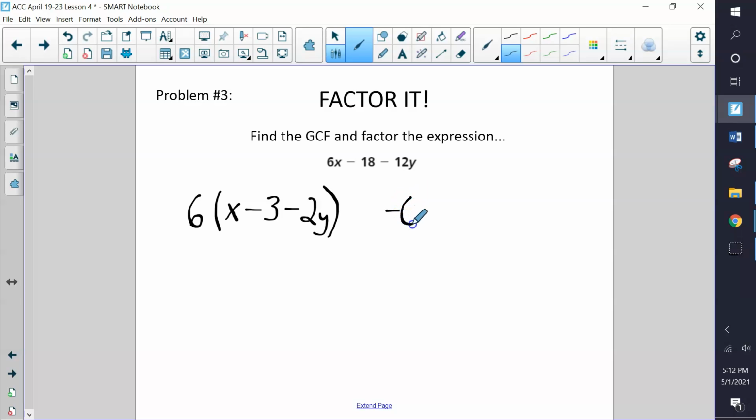We could also factor negative 6 out. So here you may want to say, okay, I'm kind of confused now. So remember, this is plus a negative 18 and then plus a negative 12. So that way, 6 divided by negative 6 is negative x. Remember, there's only one negative number. And then plus, and then negative 18 divided by negative 6, that's going to be positive 3 because there are 2 negatives. And a negative 12 divided by negative 6 is positive 2y here. And you'll notice the signs are all the opposite from over here.